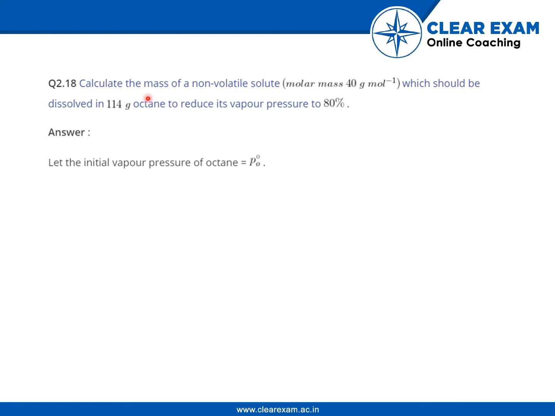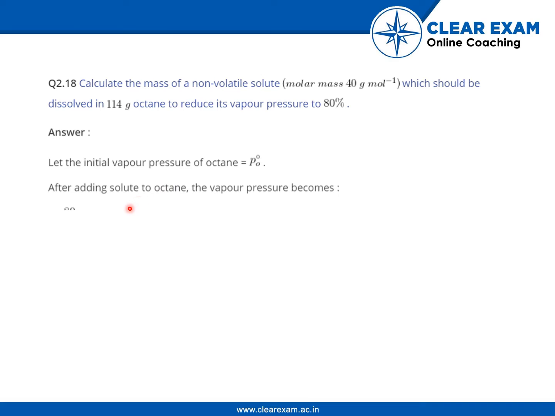Question is to calculate the mass of a non-volatile solute. Molar mass is 40 gram per mole, which should be dissolved in 114 gram octane to reduce its vapor pressure to 80%. So let the initial vapor pressure of octane be P0.